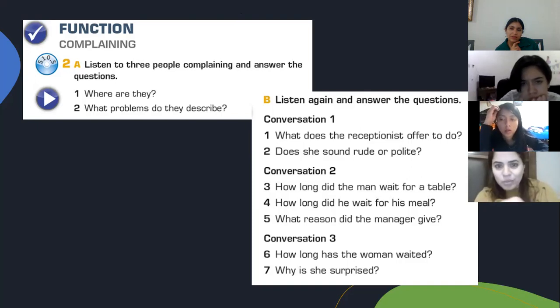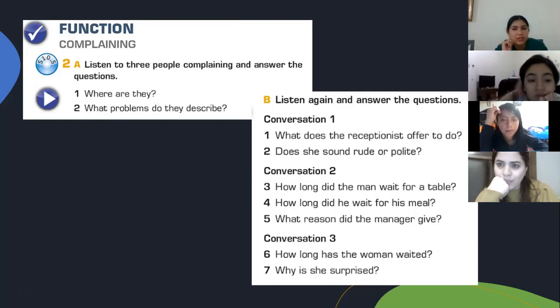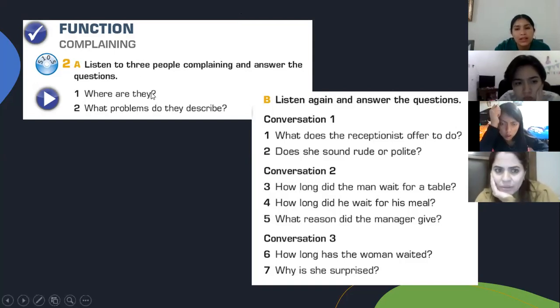Maestra, ¿qué no vamos a contestar las preguntas que están ahí? Sí, estamos aquí en la número 1. Where are they? La primera conversación, they were in a hotel. The second person? Pero vamos aquí. Where are they? ¿Dónde están? La primera estaba in a hotel.